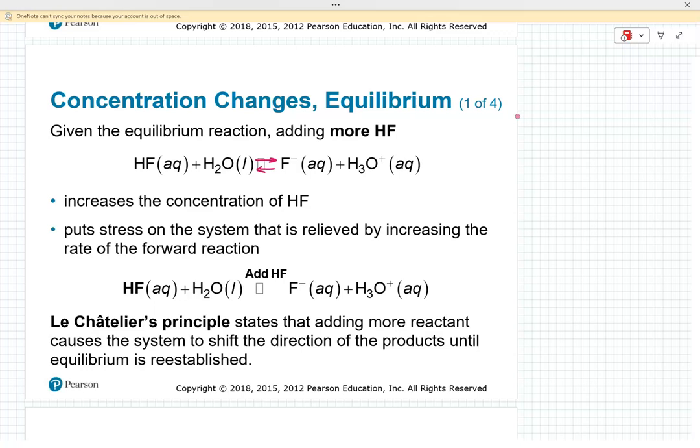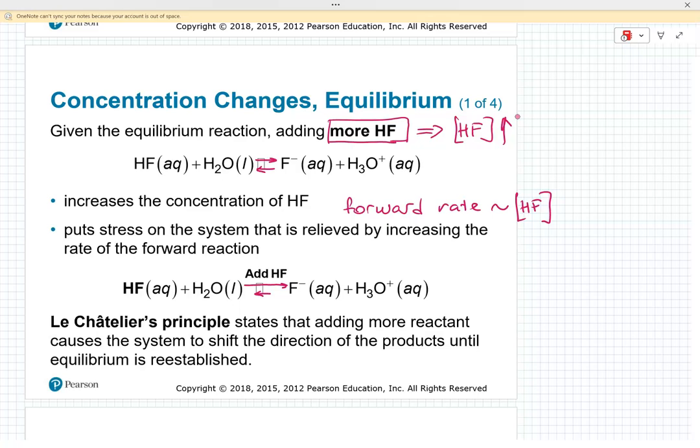If you add more hydrofluoric acid, the concentration of hydrofluoric acid will go up, right? And remember what I told you about the reaction rate? So the forward rate is proportional to the concentration of hydrofluoric acid. The more hydrofluoric acid you add, the faster this reaction will go. So if you add hydrofluoric acid, the forward reaction will be faster than the reverse.